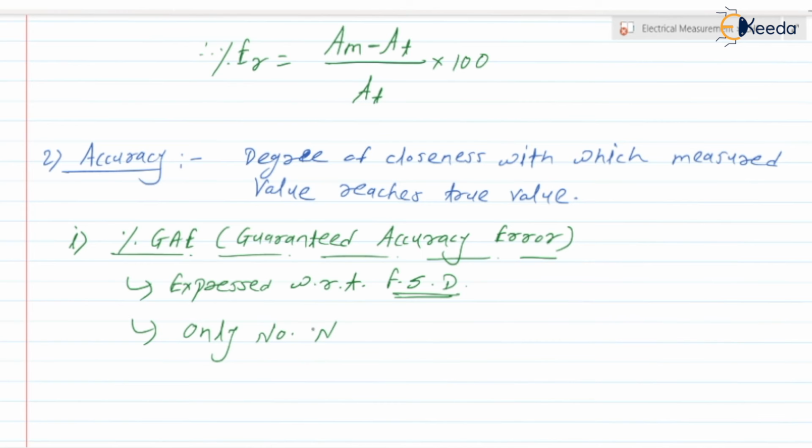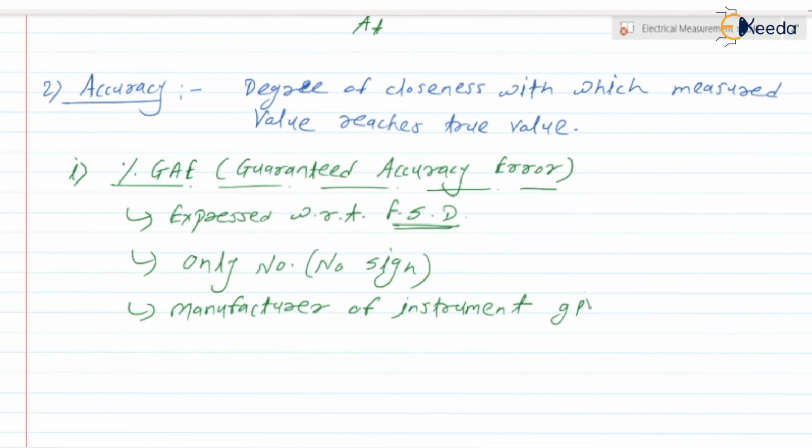Means directly they can give accuracy is 98%, accuracy is 99%. Then we need to understand the accuracy is represented in guaranteed accuracy error terms. And who gives this value? The manufacturer of the instrument gives or specifies this value.